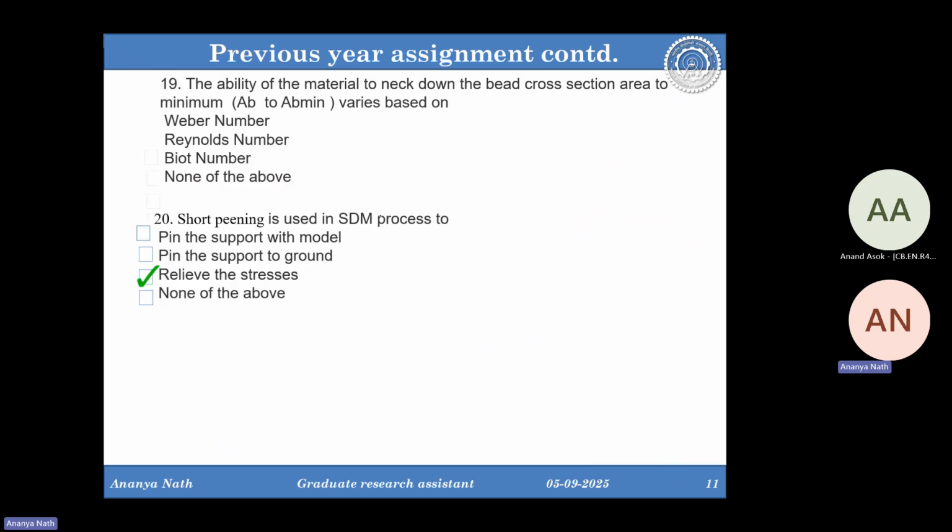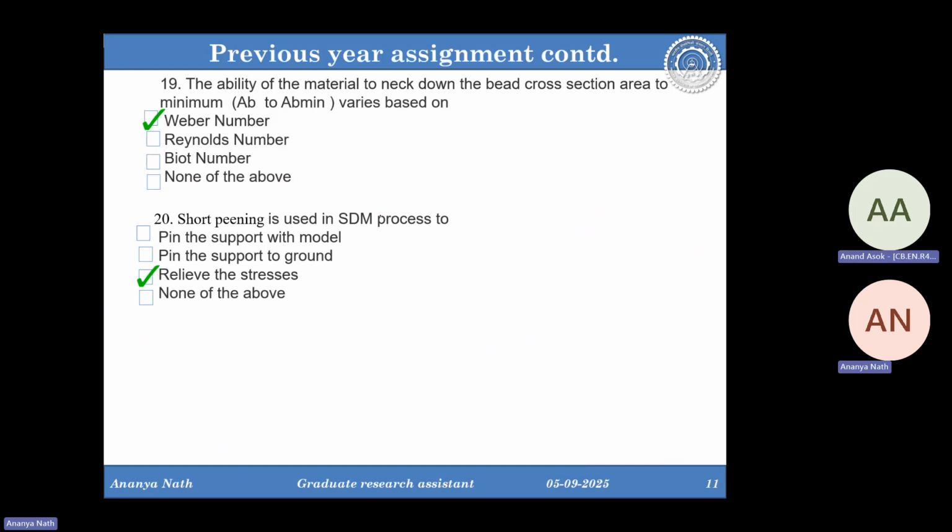Then we have our next question. The ability of the material to neck down the bead cross section area to minimum varies based on the Weber number. This is also something you need to memorize, but when you will see the formula, you will write it down, so you will eventually memorize this.